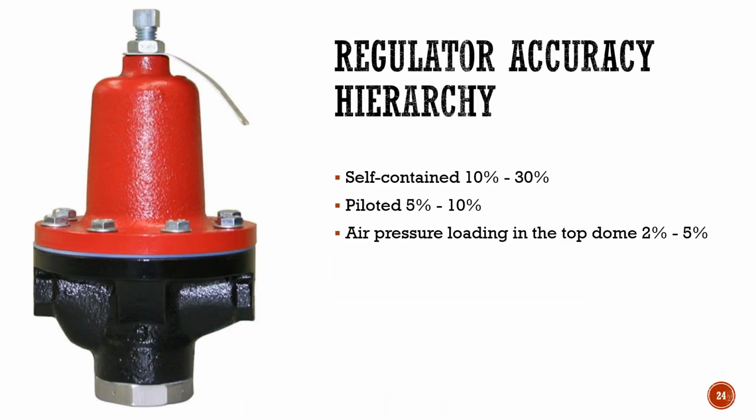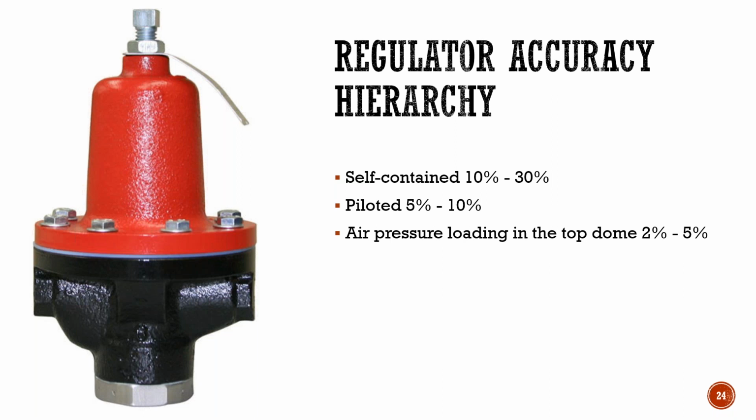So again, this is a globe style droop curve, just to show you the regulator accuracy hierarchy. Self-contained or self-operated or direct operated, manufacturers will claim 10% to 30% droop. Piloted regulators, which means you have a pilot valve that's communicating with the main valve. It's a little more sophisticated, a little more complex than the standard operated valve or the direct operated valve. And it can be accurate within 5% to 10% of your set point.